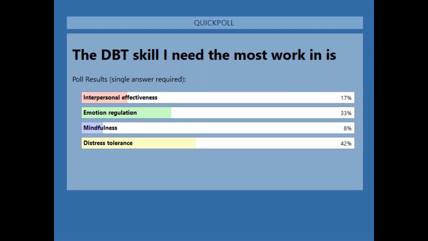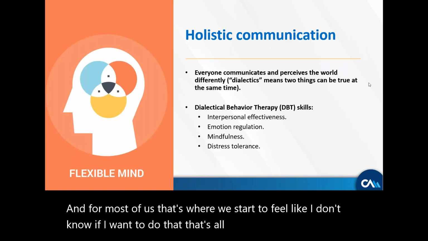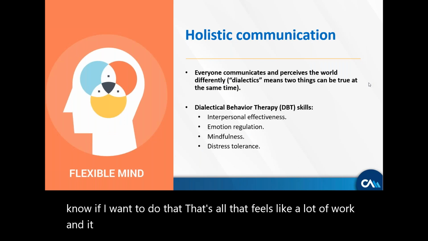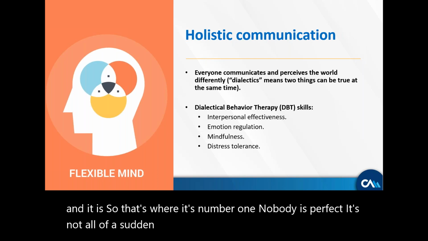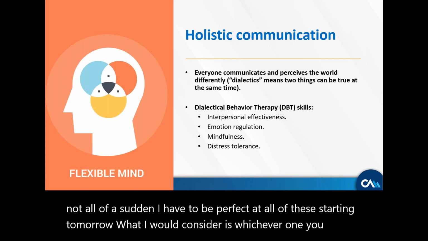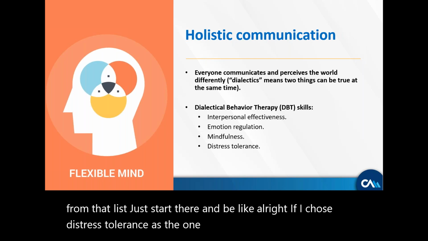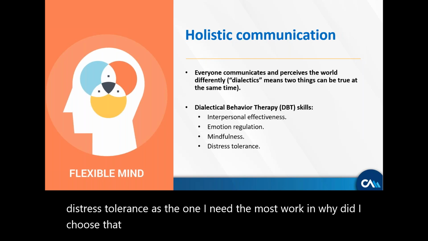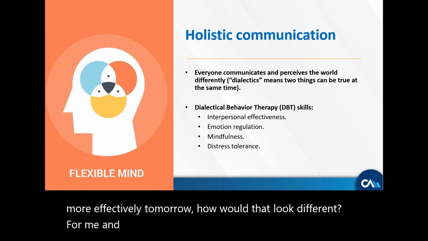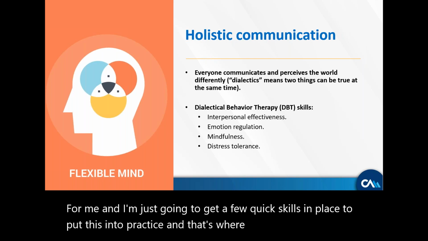And that requires work. For most of us, that's where we start to feel like, I don't know if I want to do that. That feels like a lot of work, and it is. So number one, nobody's perfect. It's not that all of a sudden I have to be perfect at all of these starting tomorrow. What I would consider is whichever one you chose from that list, just start there and ask, if I chose distress tolerance as the one I need the most work in, why did I choose that? If I was suddenly tolerating distress more effectively tomorrow, how would that look different for me? And I'm just going to get a few quick skills in place to put this into practice.